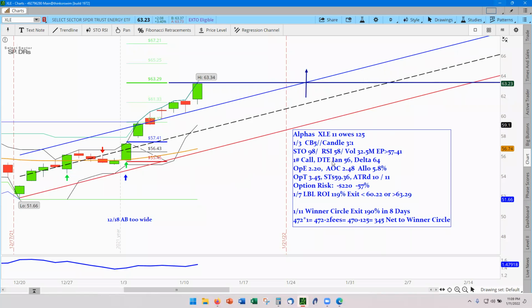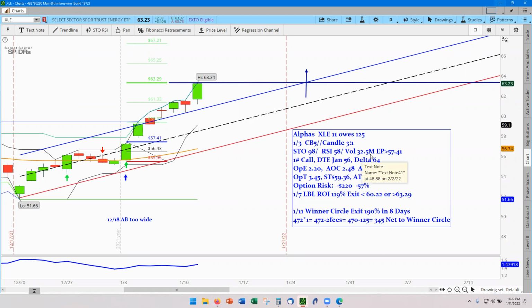So the O is 125, and the stochastic is running 98 with an RSI of 58. I was not too confident in this trade, but I have discovered that even though you have a stochastic that's very high, if the RSI is in the sweet spot, which is usually below 70, then there's momentum that is going to continue. And then look at the volume we had.